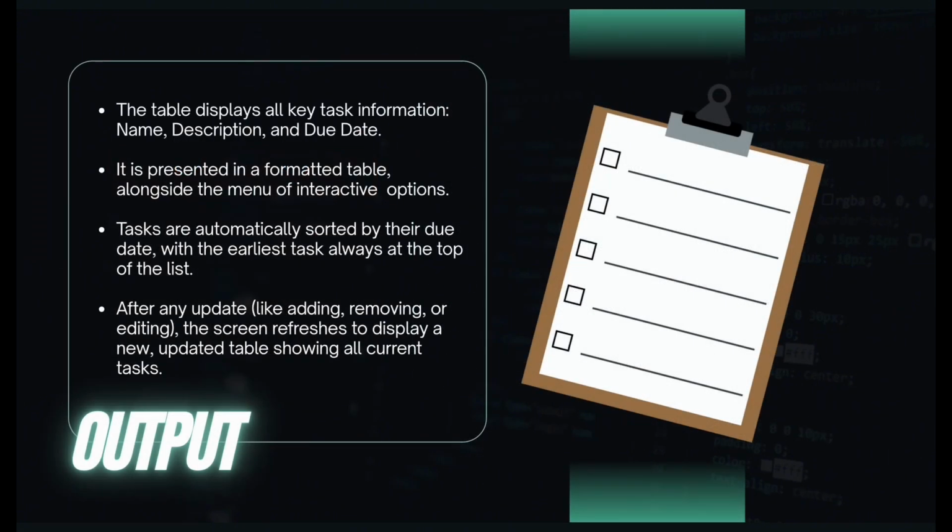Now, let's talk about the output. The program will output a table that displays all the key task information, such as name, description, and due date. It is presented in a table format alongside the menu of interactive options.